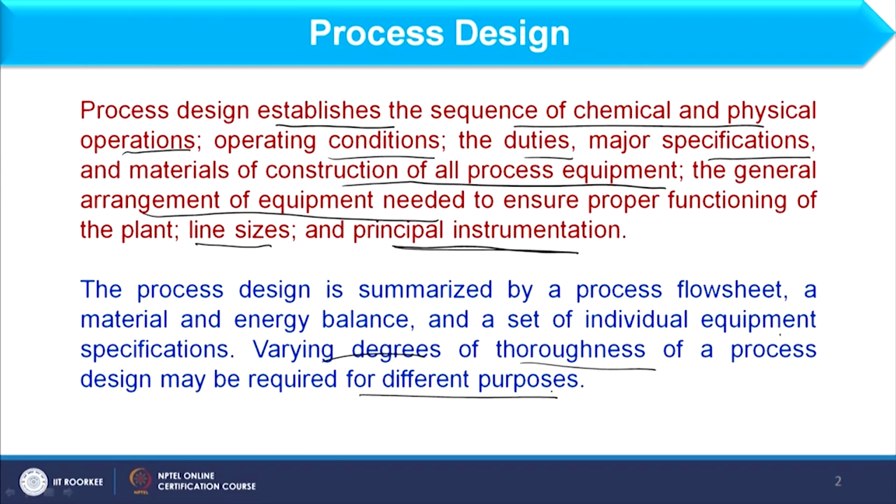So, what is the meaning of varying degree of thoroughness? It means if a process is complicated enough, we have to give sufficient thought before finalizing the flow sheet, before finalizing the design. So, as the complexity of the process increases, we have to give sufficient thought, and the thoroughness of the process design should increase. So, that is basically the step of process design.